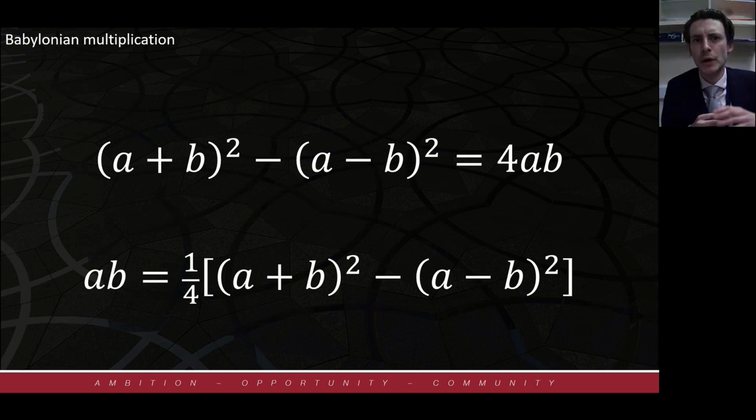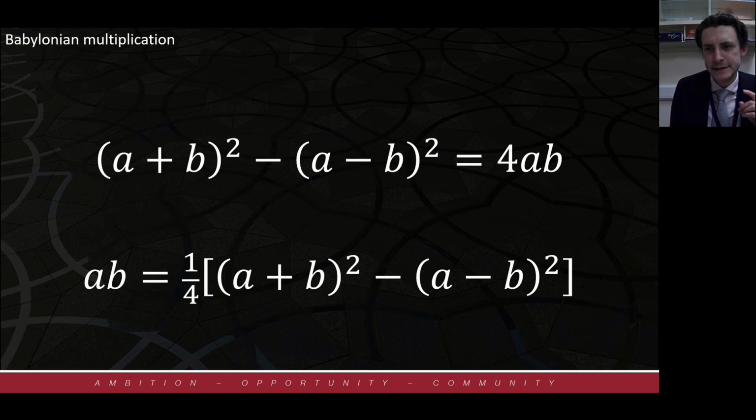So on the top of this slide, I've written an identity, which you can verify directly in at least two ways. Firstly, you could try multiplying out both of these brackets and then doing the subtraction. That'll give you the right answer one way. Or you could in fact use the difference of two squares factorization on this expression, and you'll get 4ab in exactly the same way. So this identity here we know to be true for all values of a and b.